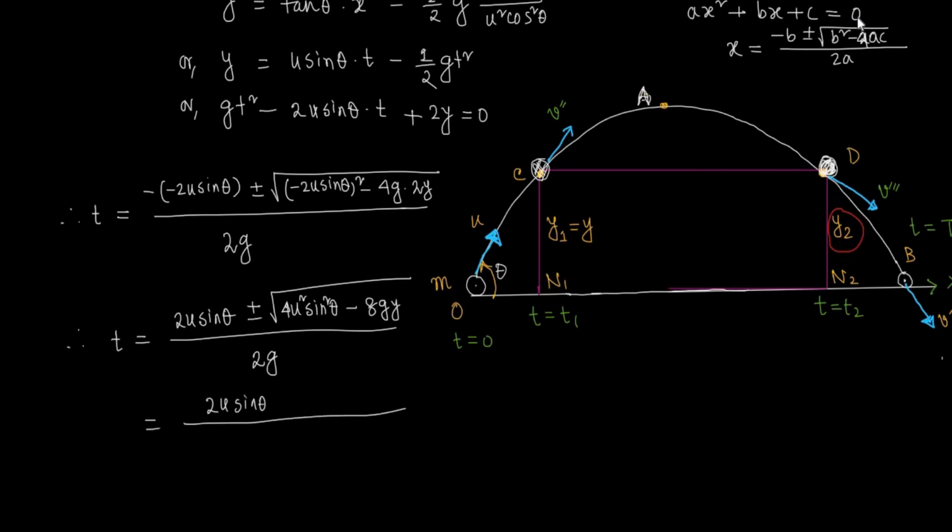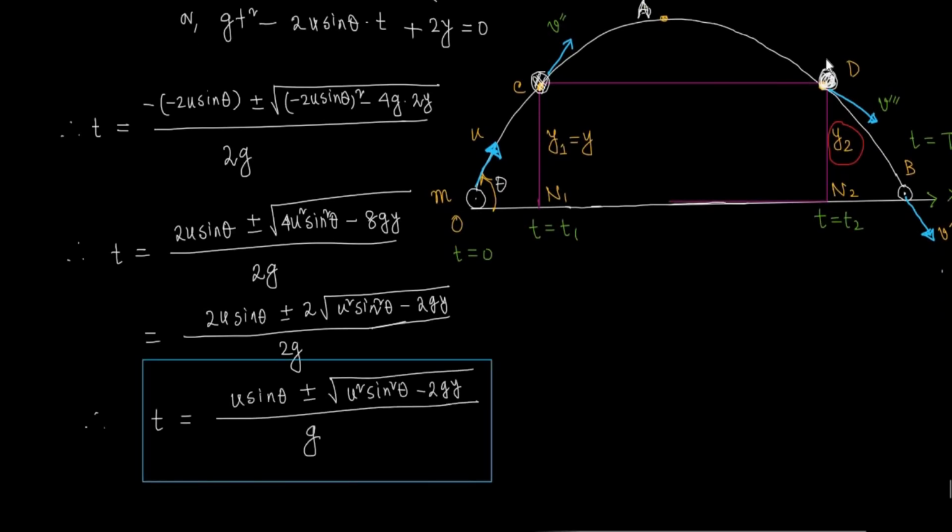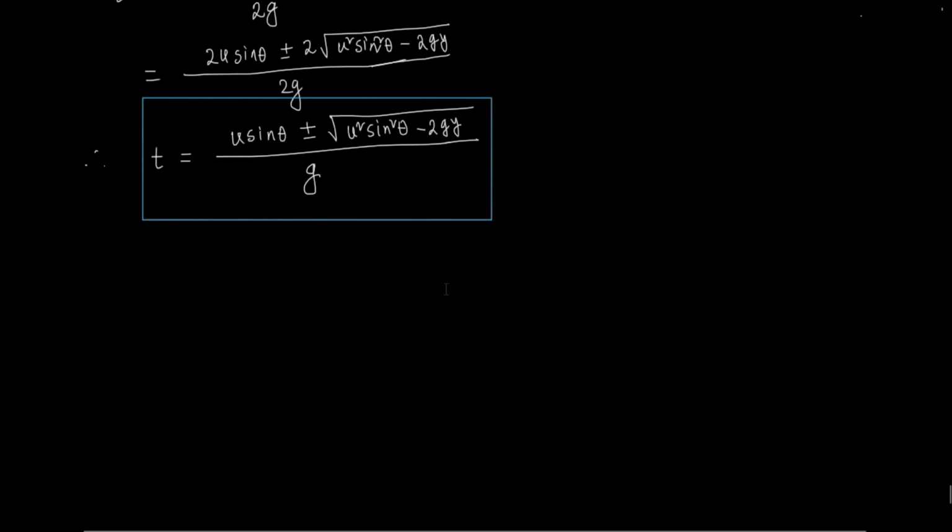Therefore t is equal to 2u sin theta plus or minus 2 times root of u square sin square theta minus 2gy, divided by 2g. Therefore t is equal to u sin theta plus or minus root of u square sin square theta minus 2gy, divided by g. That is the expression of the general time, small t.